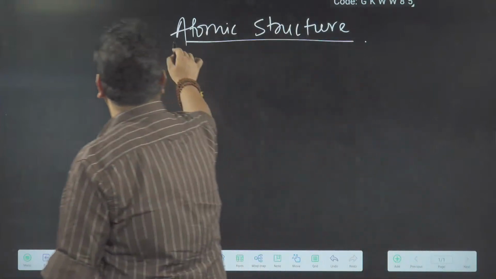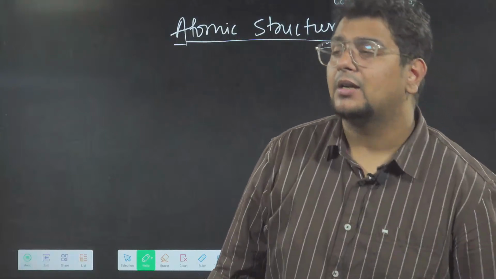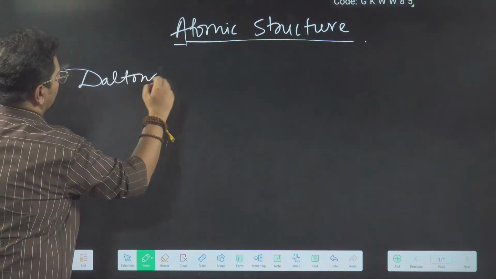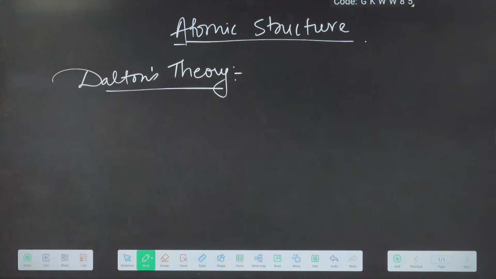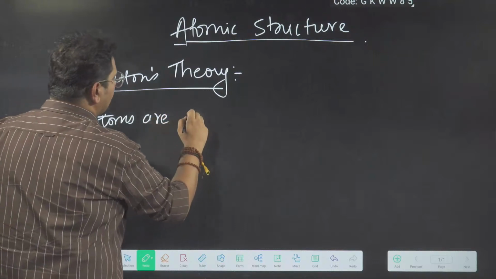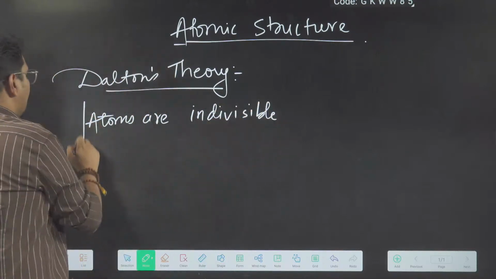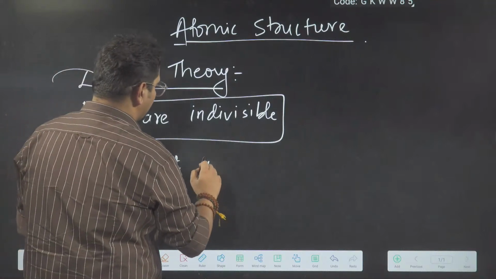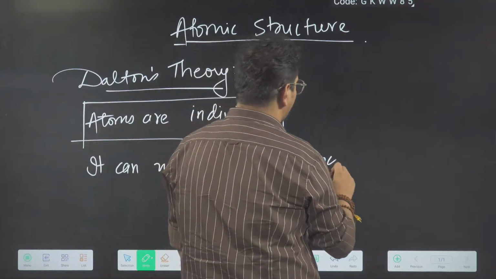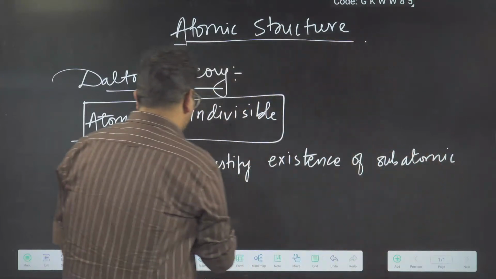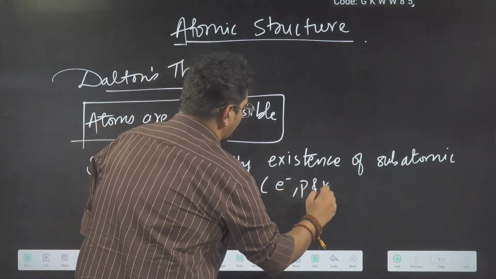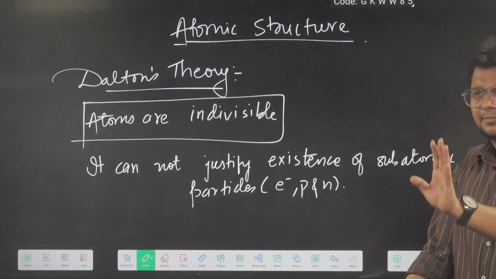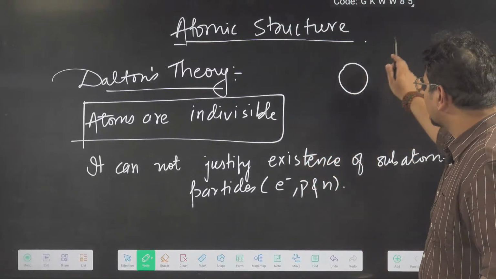Ready? Now, atomic structure. This chapter is challenging Dalton's theory. Dalton's atomic theory was there. What was Dalton's atomic theory, bhai? Dalton's theory said that atoms are indivisible. That is the main part. Atoms cannot be subdivided. So according to Dalton's theory, it cannot justify the existence of subatomic particles. What are subatomic particles? Electron, proton, and neutron. Dalton's theory says that the ultimate building block of chemistry, ultimate, last, is the atom. That means once you have the atom in your hand, you cannot further divide it.